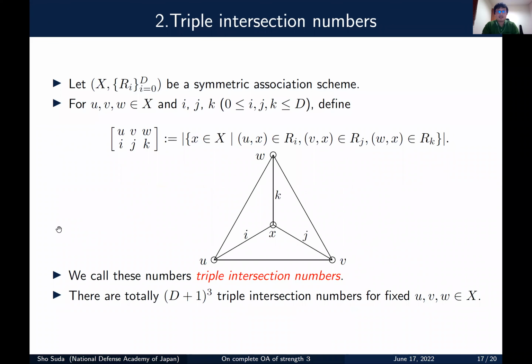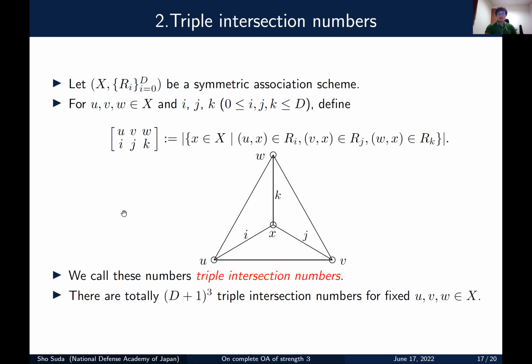Okay, so now I move on to the second topic, about the triple intersection numbers. An association scheme is about the double intersection numbers, namely the number of common neighbors of two distinct vertices, and how about three distinct vertices? That is about the triple intersection numbers. If we consider three vertices U, V, W, and consider the common neighbors from U in the i-th relation, from V in the j-th relation, and from W in the k-th relation, this number of common neighbors is called a triple intersection number.